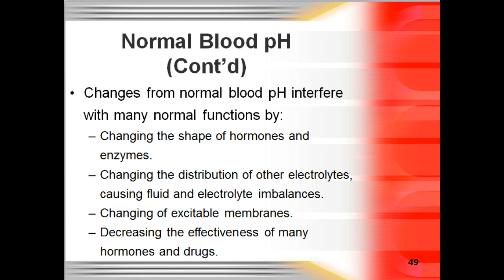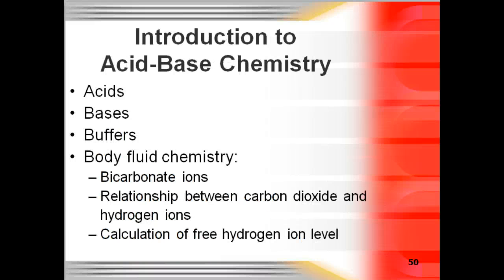When a person has a change in normal pH level, it can definitely interfere with many of the bodily functions. The reason it can do that is it can interfere with the hormones, with the fluids and how they're being exchanged in the body, and it can change excitable membranes. It can decrease the effectiveness of many hormones and drugs. If a person is in an acidotic state, it could change how their body is using certain drugs and different things like that. So we want to talk about acid-base chemistry, and I will go over this briefly.